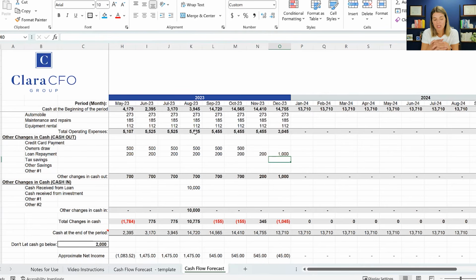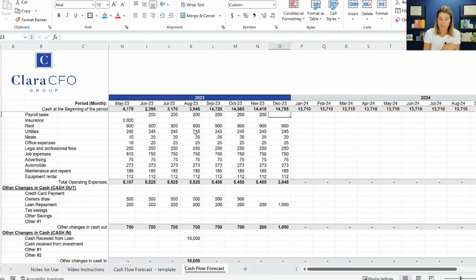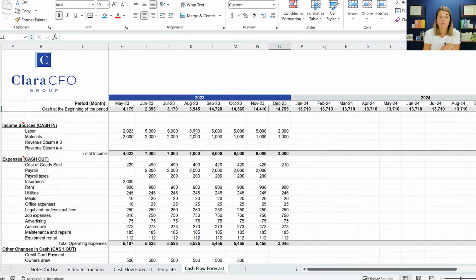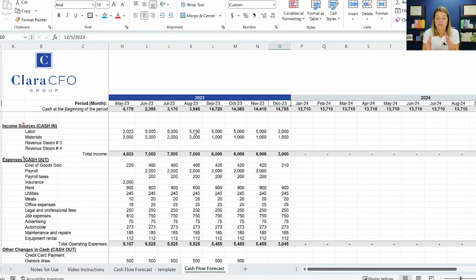That's why I love cash flow forecasting. It is a great tool to help you make better decisions in your business and also help you avoid those cash crunch times. Because if you know three months ahead of time that you're going to have a cash problem, you can do something about it now, rather than getting to the point where you're like, how did I get here? I don't have any money. And then you're panicking and trying to get a loan that might be at a really high interest rate. So I love this for all small business owners.